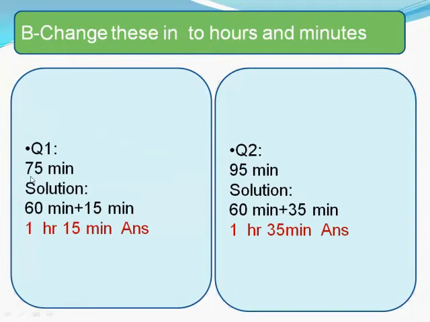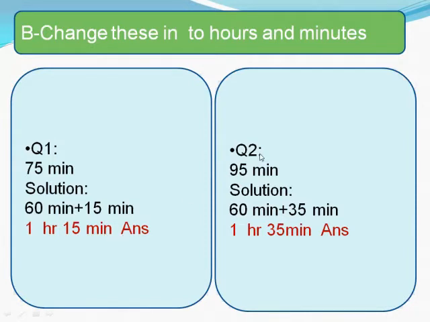Break up these 75 minutes. How many 60s does it have? Only one 60. So 60 minutes becomes 1 hour, plus how many remain here? 15 minutes. 60 minutes plus 15 minutes is equal to 75 minutes. Now we change this 60 minutes into an hour, and the minutes stay the same. This 60 minutes converts into 1 hour and 15 minutes remain. The question asks us to convert into hours and minutes, so we convert 75 minutes into 1 hour and 15 minutes.